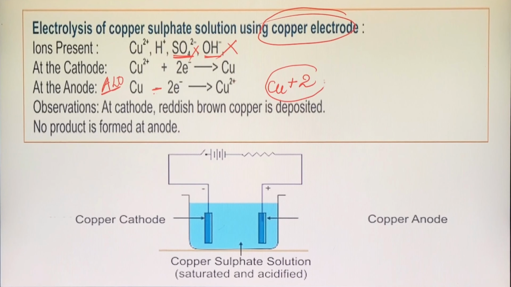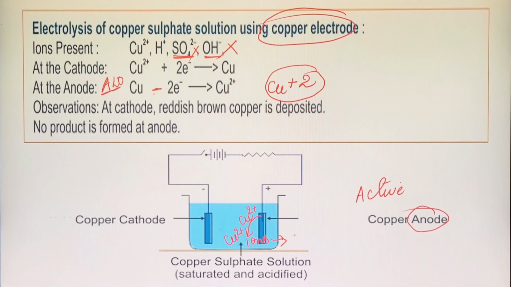Clear? Now please have a look at this diagram. Clear? What is happening here? At my anode, I have copper metal and it is what kind of an electrode? It is an active electrode. So please remember this. My anode is slowly breaking down and it is falling down into the solution as Cu2+ ions. Clear? Because ions can remain independently only in the solution state.